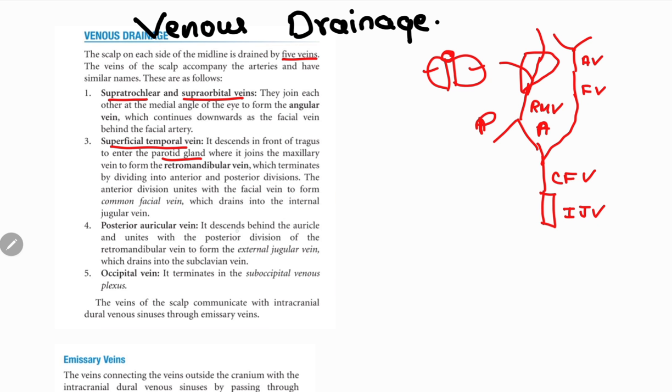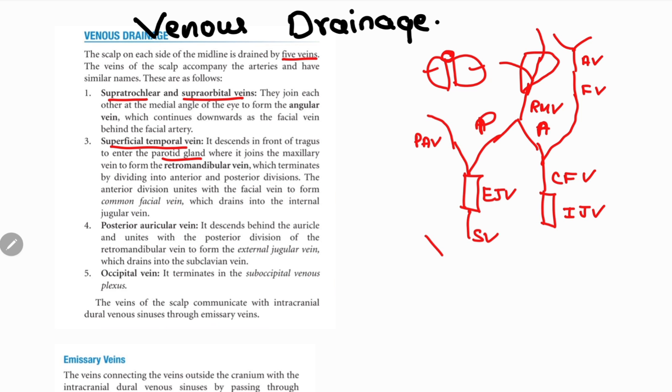Posterior auricular vein descends behind the auricle and unites with the posterior division of the retromandibular vein to form the external jugular vein, which drains into the subclavian vein. Occipital vein terminates in the suboccipital venous plexus.